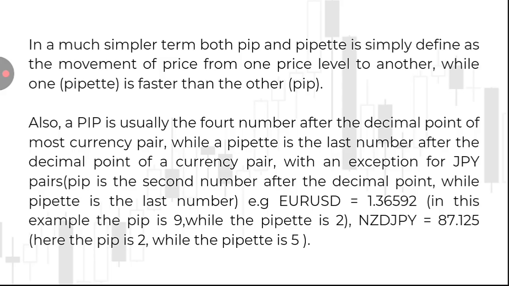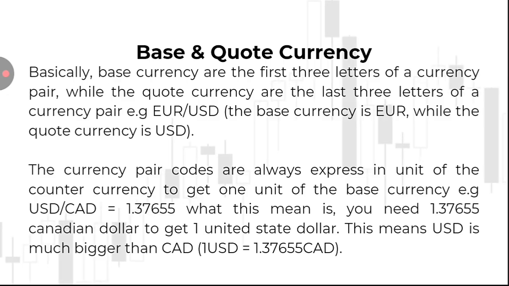Okay, a pip is the fourth number after the first number for a currency pair, or the second number after the decimal point for JPY pairs. Okay, that is what is called a pip. All right, the next terms you want to check are the base and quote currency.